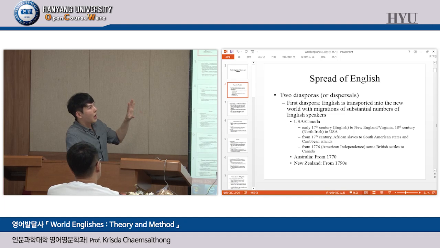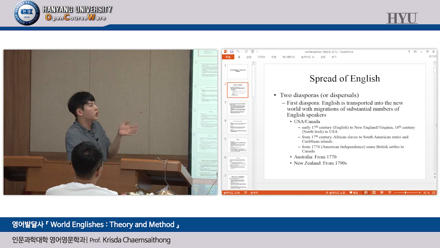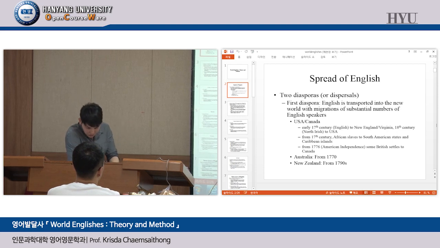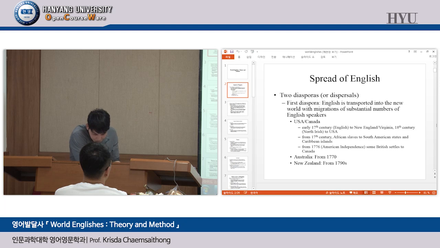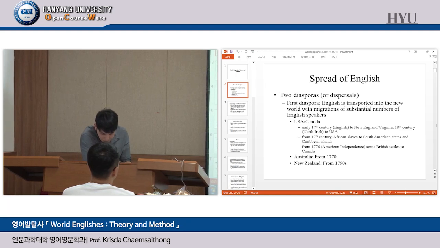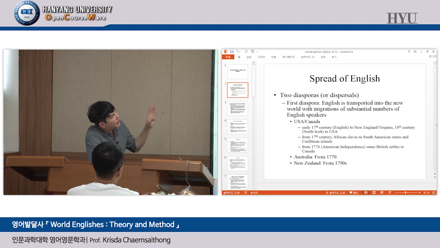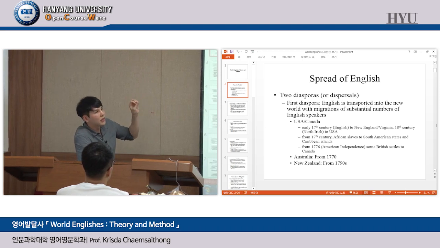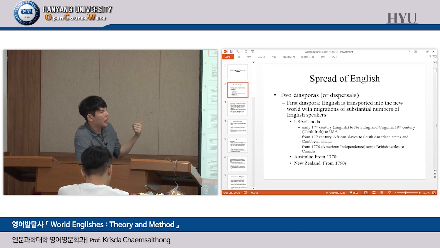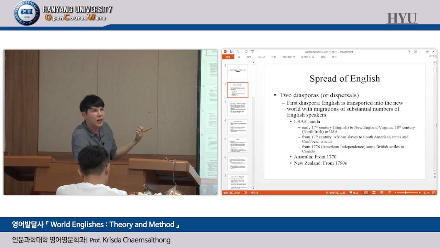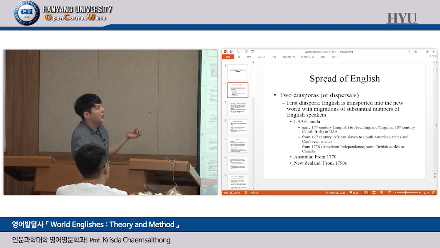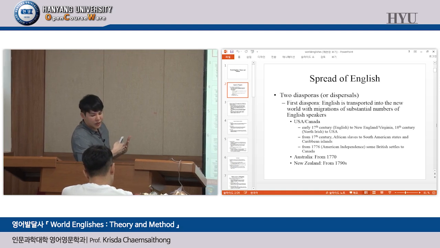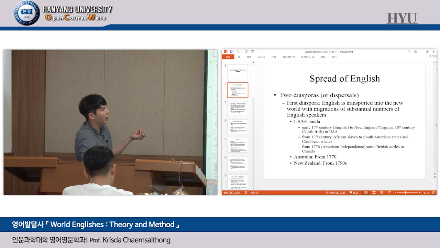So again, what's notable here is the transportation of English-speaking people, right, to those areas. So this period places English in different continents, right? In the American continent, in Australia, right, and in New Zealand. Right? But it didn't give English a significant numerical superiority with respect to major languages of the world.